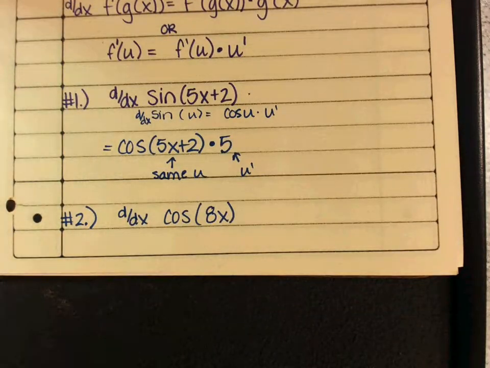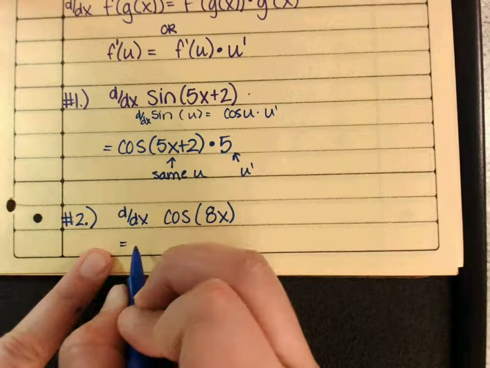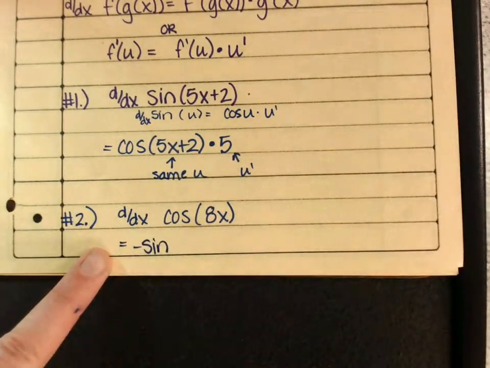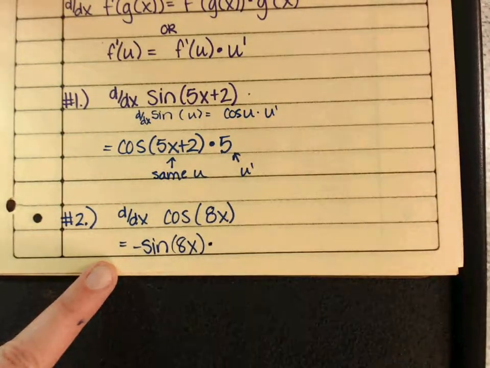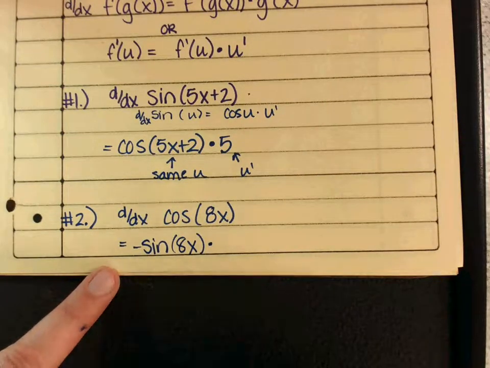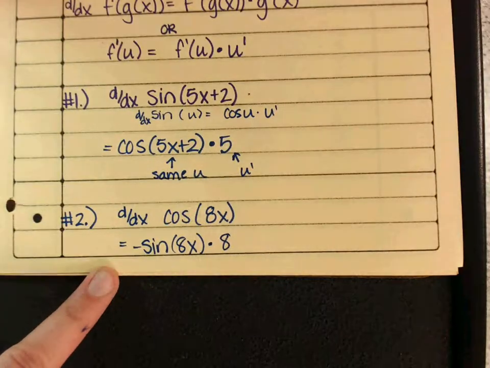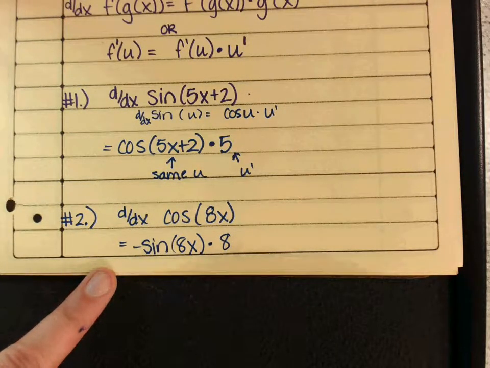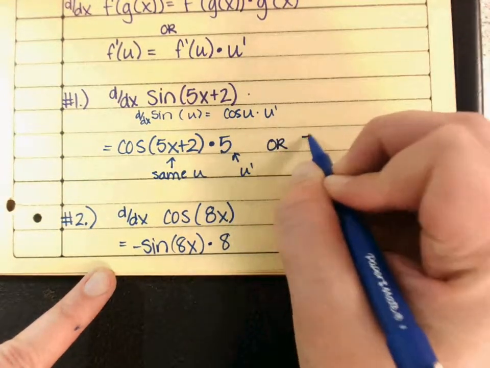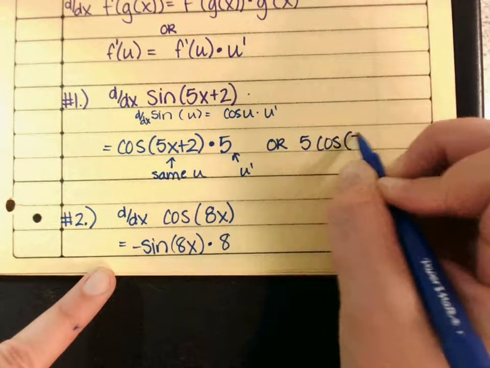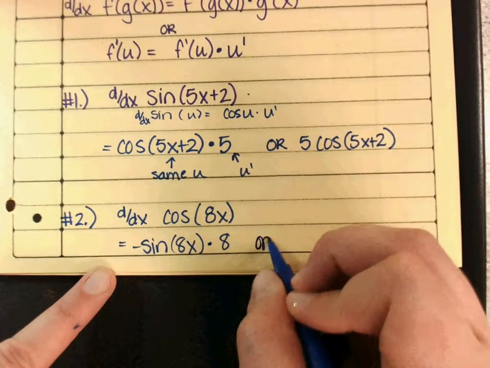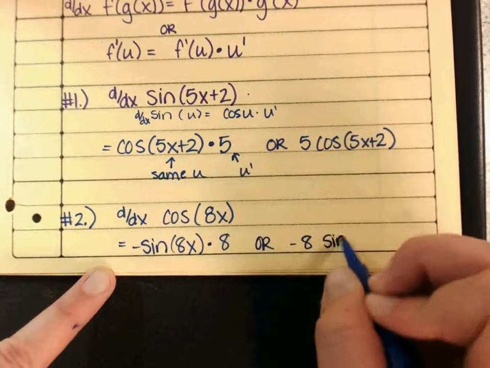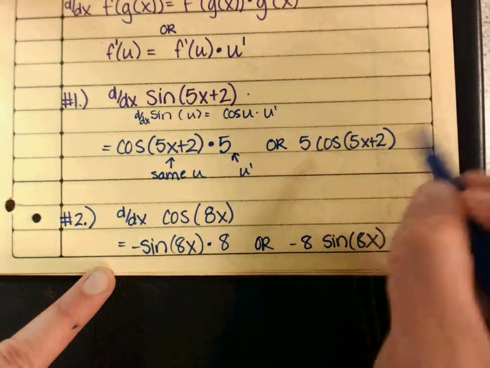Okay, what's the derivative of cosine? Negative sine. Do I change the 8x right now? No. And then I'm going to multiply by the derivative of 8x. What's the derivative of that? 8. Now, on the AP test, typically they will not leave those constants at the back. So I'm going to rewrite this first one as 5 cosine 5x plus 2. And I'm going to rewrite this second one as negative 8 sine 8x.